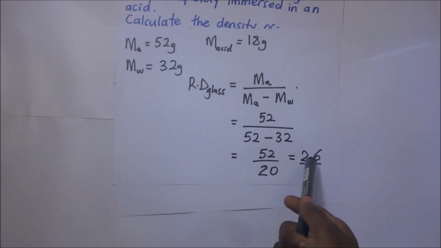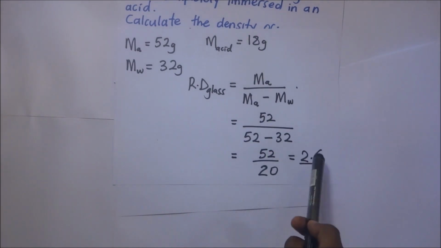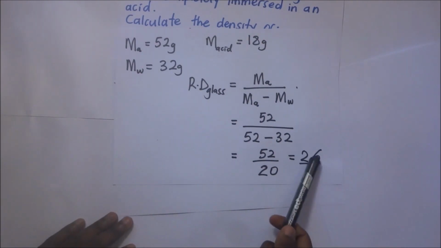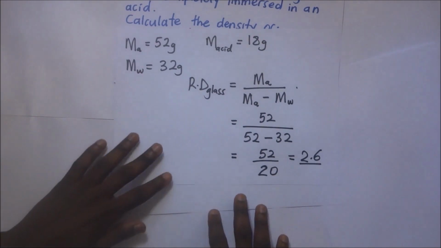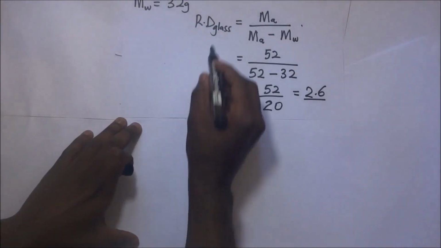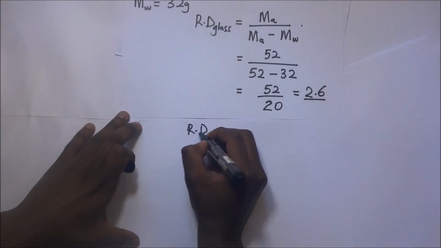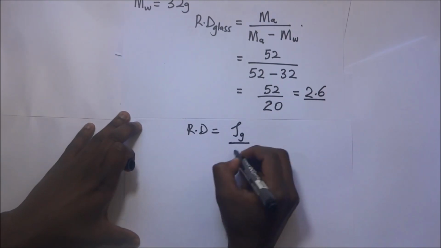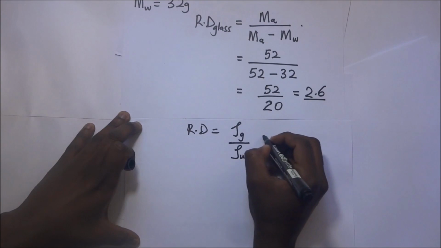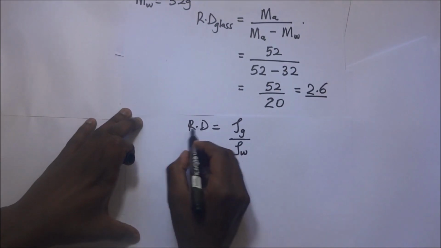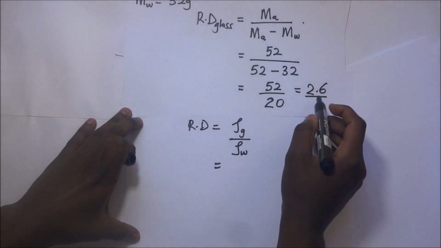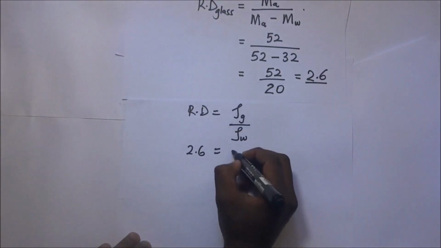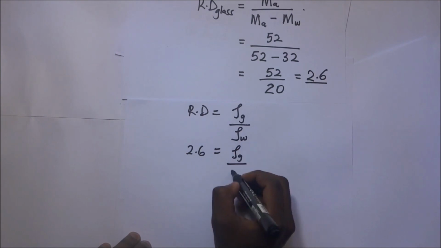Since now we have the relative density, we go ahead and multiply this by the density of water, and we will be able to get the density of glass. Of course, for us to be able to multiply this by the density of water, it comes from here. We know that the relative density of glass is given by the density of the glass divided by the density of water. So the relative density of glass is 2.6, which we got here, so 2.6 is going to be given by the density of glass, divided by the density of water.